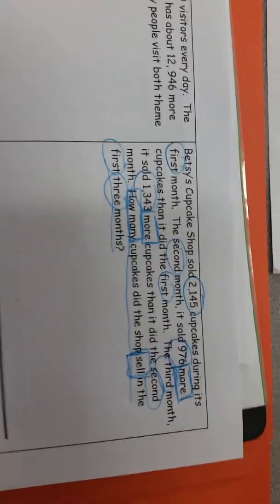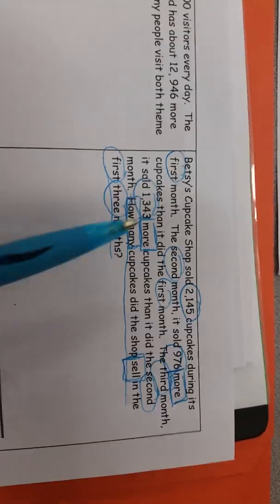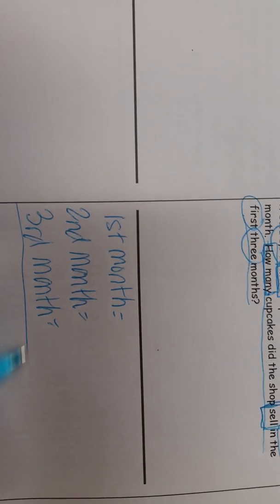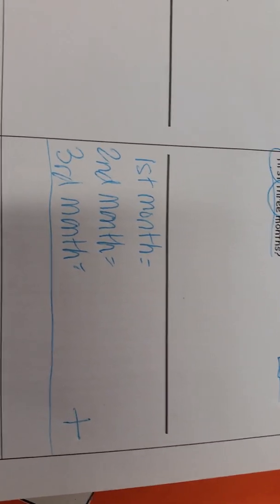Once they've identified all that information, they take an extra look at the final question: how many cupcakes did the shop sell in the first 3 months? Below this line, I ask them, what are you going to need in words to solve this problem? Well, if it says how many did the shop sell in 3 months, you need the first month, the second month, and the third month. And once you get all those months together, you're going to have to add them together. So this is what I need to find out for my problem.